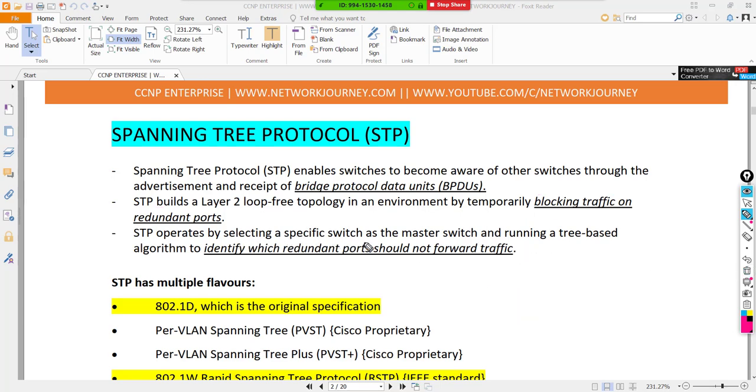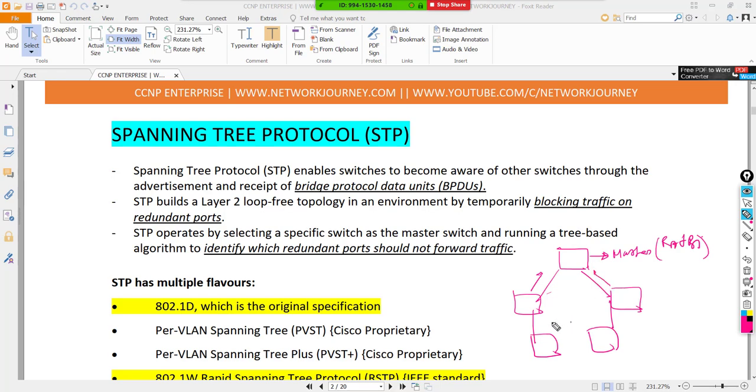It operates by electing a specific switch as the master switch, based on a tree structure. So let's say I have multiple switches connected in this format. STP will select one switch as the master switch, and we call that master switch the root bridge. The rest will act as a tree, in the sense they will work out how to get connected to the root bridge. So let's say this is the master switch and all others have to reach it. This is what is mentioned in the third point.